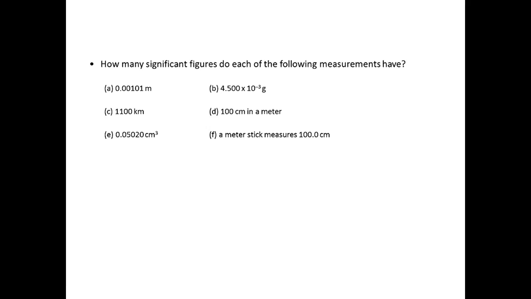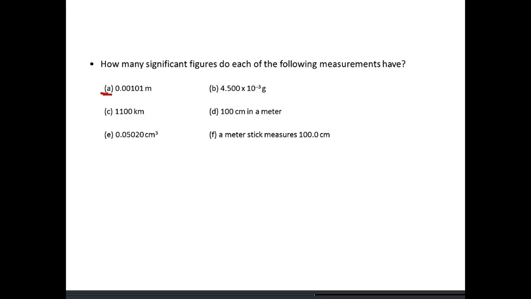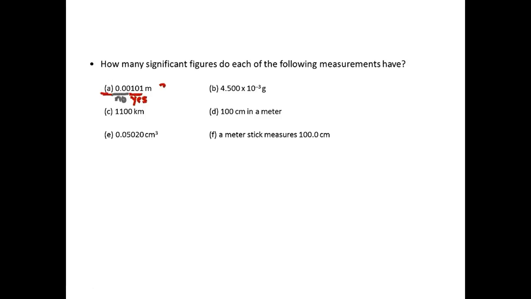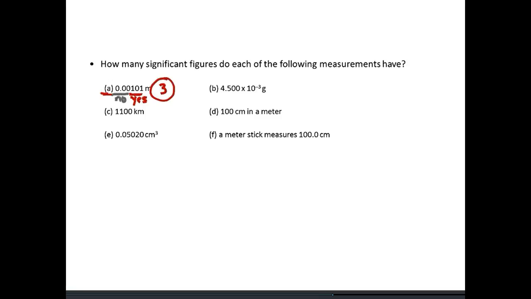So let's do some examples here. How many significant figures do each of the following measurements have? So we'll start with A. Let's look at this number. So we have 0.00101. Now those first 3 zeros are leading zeros. They are not significant. That middle one is significant because it's trapped. So that means that I see 3 significant digits in A, right?